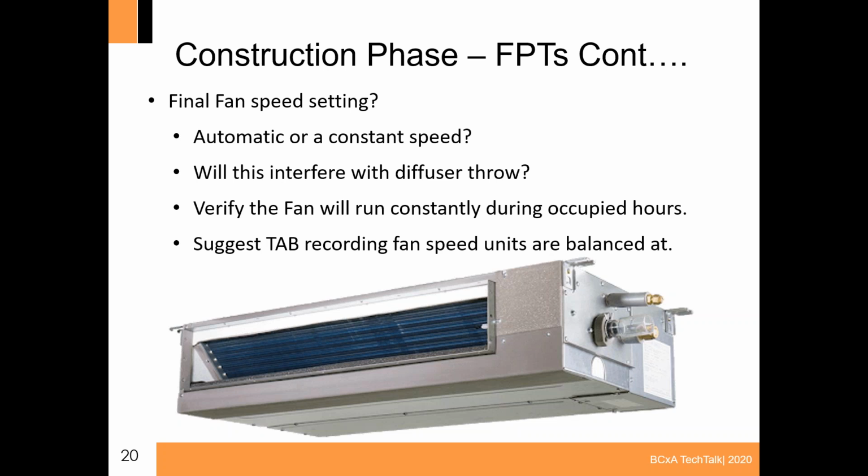And it can also interfere with diffuser throw. So if you're thinking you're going to have this throw at 1000 CFM, then all of a sudden you go to 500, well, that may cause the diffuser to dump a little bit over an occupant. So that's something to keep in mind. Just verify whether or not they're going to be left at constant speed or automatic.